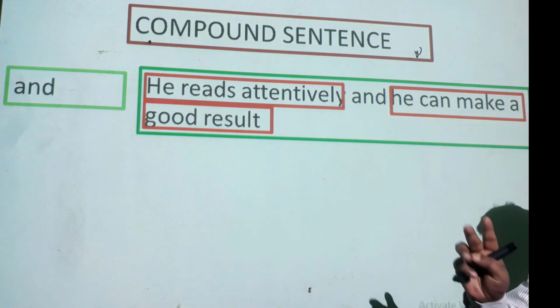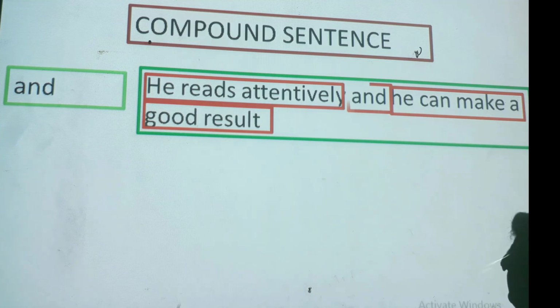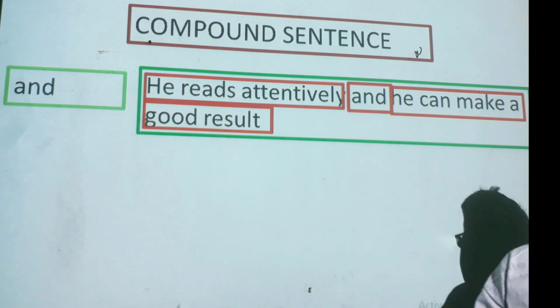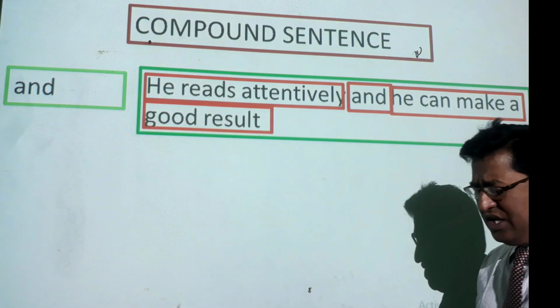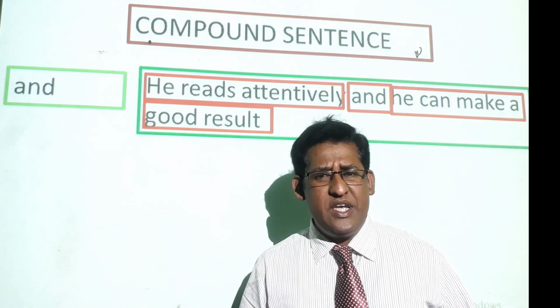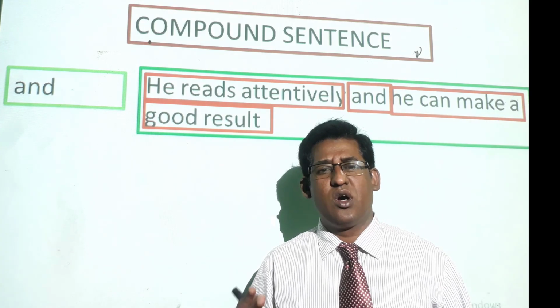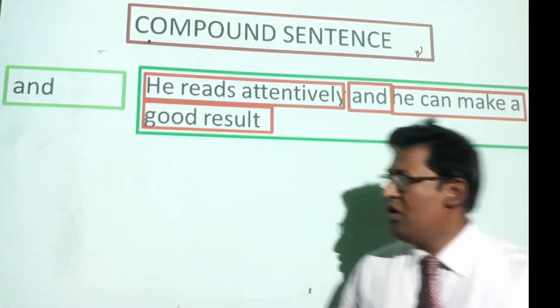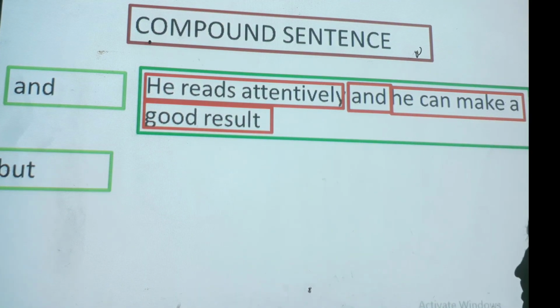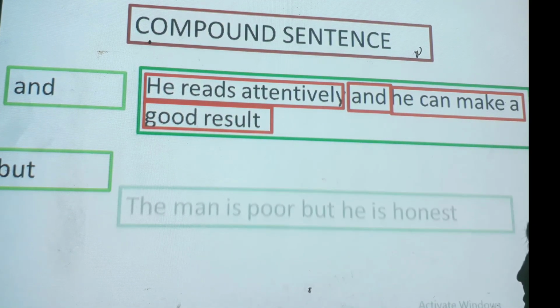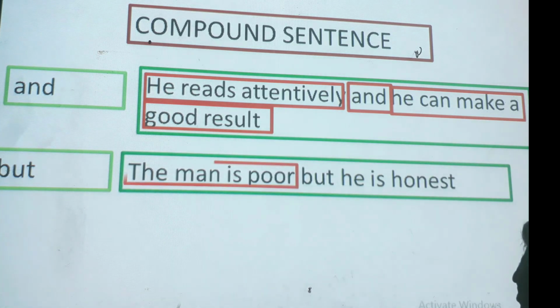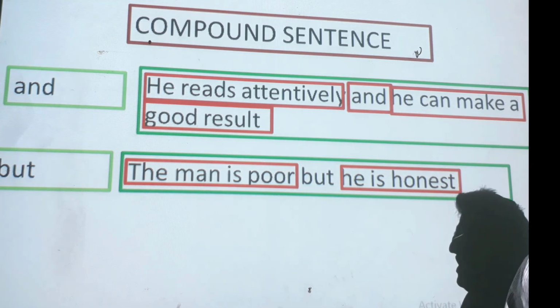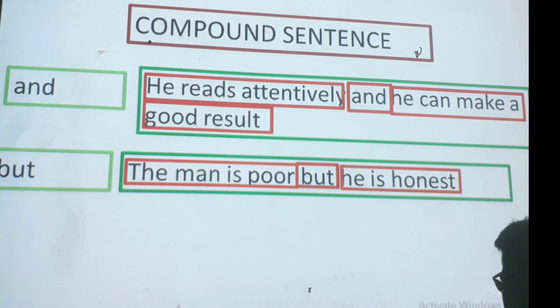When you will see between two sentences there is "and," then you will think this sentence is compound sentence. You are right. Okay, my dear students, when you will see "but" in a sentence: The man is poor, first sentence, but he is honest, second sentence. When you will see "but" between two sentences, then you will think this sentence is compound sentence.